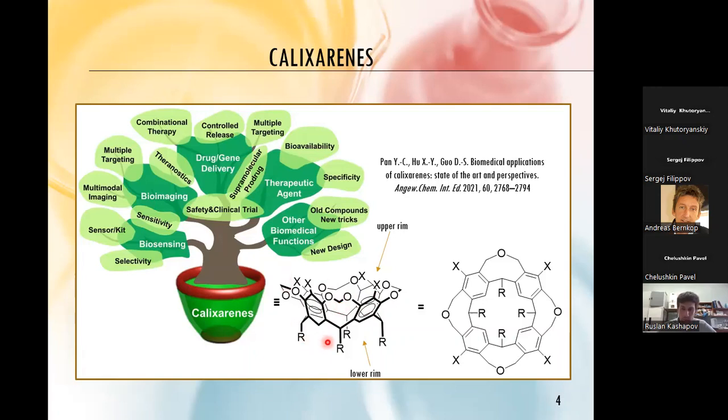Calixarenes have a hydrophobic cavity with adjustable size and conformation, and the upper and lower rim of calixarenes can be functionalized with a variety of substituents, conferring various beneficial properties such as binding selectivity, stimulus sensitivity, etc.